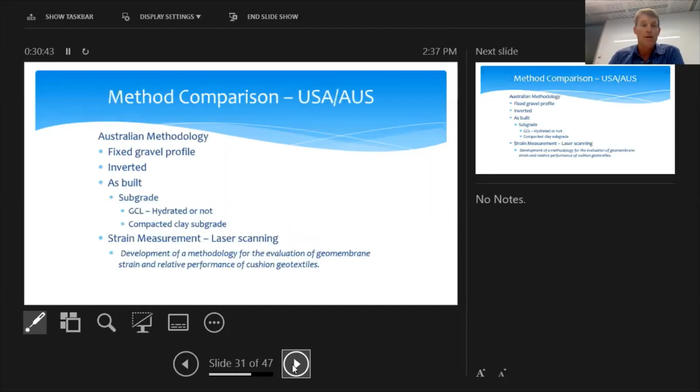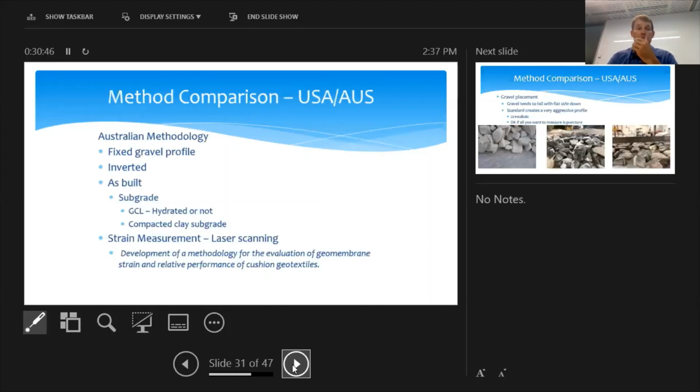So from there onwards, the other area that we found was to fix the gravel profile so that we could get repeatable testing. So if we tested a gravel with 10 different geotextiles, we knew exactly what the geotextile was doing. It wasn't the gravel profile that was influencing it. We do testing both in the inverted profile and as built, where we flip it over and we have a subgrade, either with a GCL or a compacted clay liner.